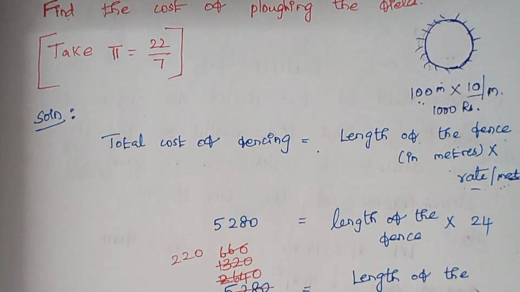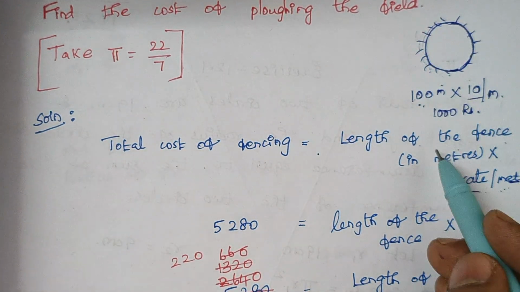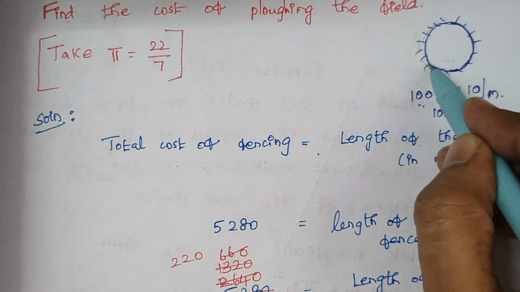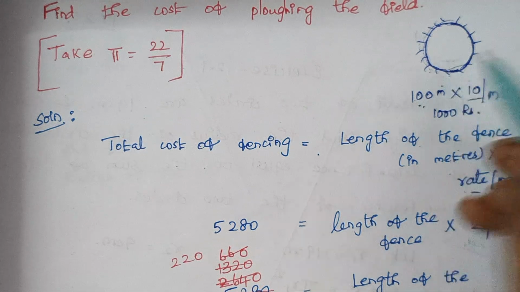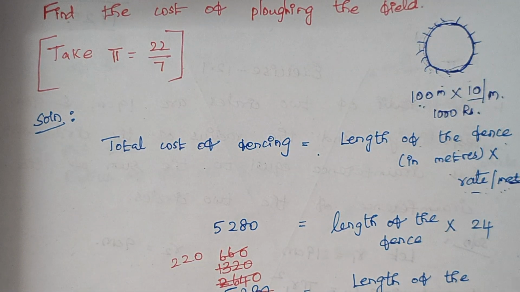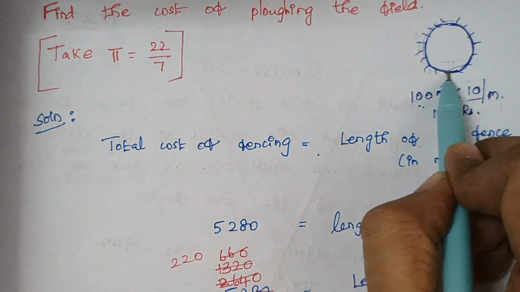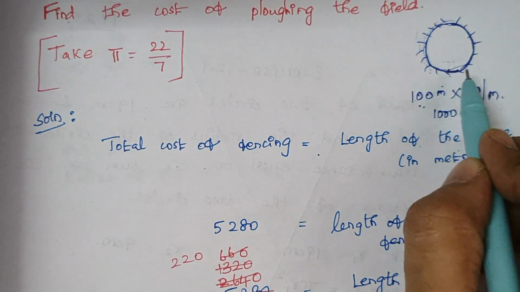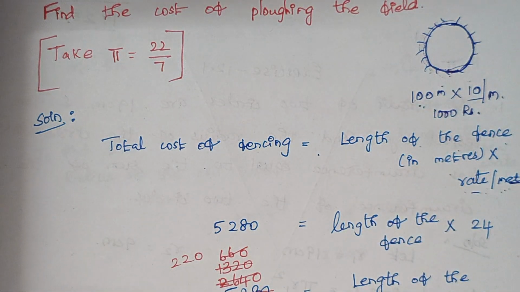We have a circular field. What do you mean by length here? If it is a rectangle or a square, we can call it length. But here, length is nothing but the circumference of the circle. For example, if you take a rope and measure the circumference of this circle, that is said to be the length.